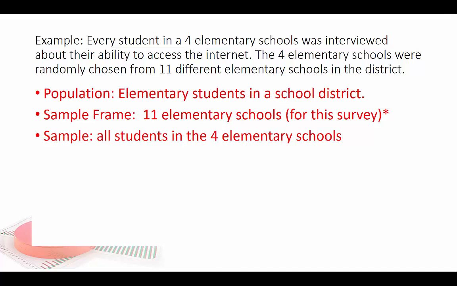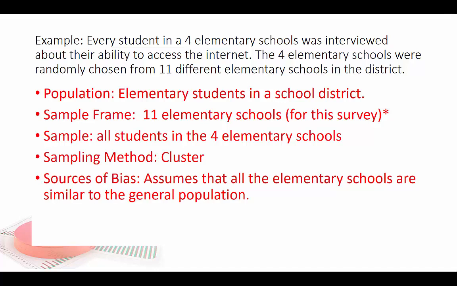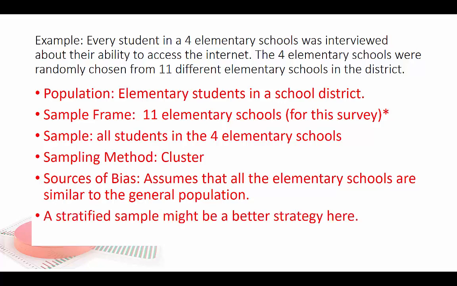I have my sample. The method is cluster, and my source of bias basically assumes that all the elementary schools are similar to the general population. That may not be true. Maybe some elementary schools are in a poorer part of town where they don't have as much access to the internet. In fact, a stratified sample might be a better strategy here.